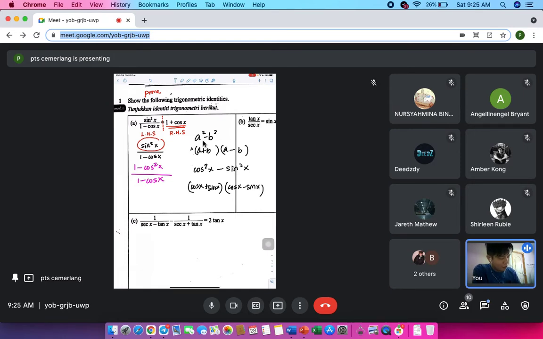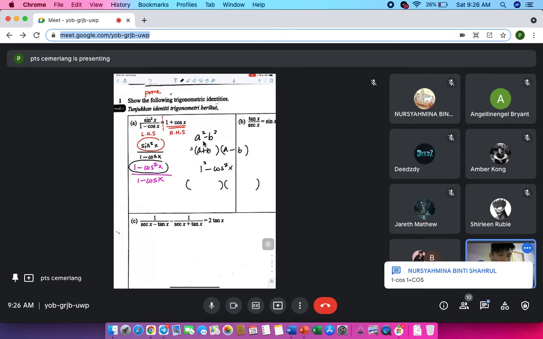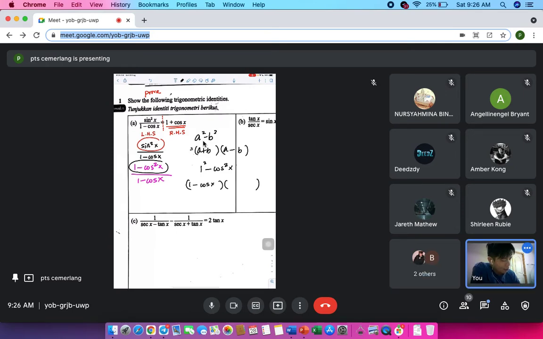Now, imagine this. This is what you have. You see this one, 1 minus cos square X. What do you get? What do you think? Is 1 square, 1 square juga kan? Tell me what you get. 1 minus cos X, 1 plus cos X. Very, very good. Everyone can understand this part or not? Semua boleh faham ni? Dia ikut formula yang ni. Boleh ikut? Kalau boleh ikut, can you type a 1 for me?